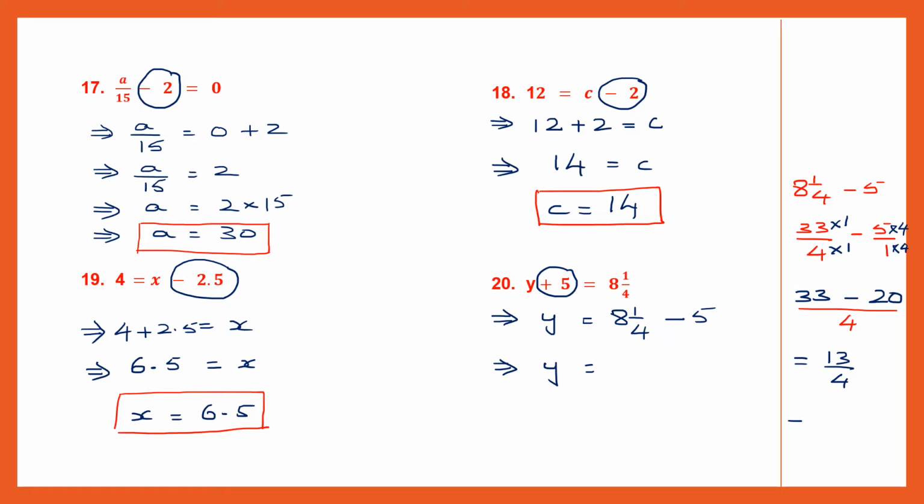Now let's convert this to a mixed number. 13 divided by 4. 4 3s are 12. What is remaining is 1 to make it 13. And the denominator is 4. So this is 3 1 by 4. And that is the value of y. Y is 3 1 by 4 in this question. So we have solved this. So the answer is 3 1 by 4.